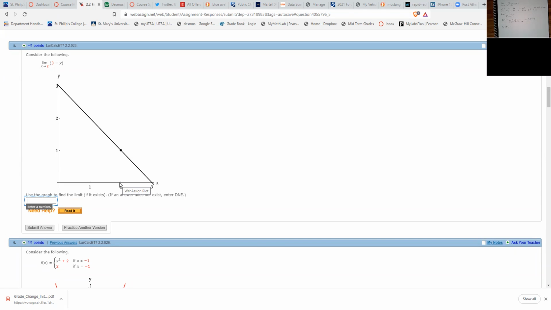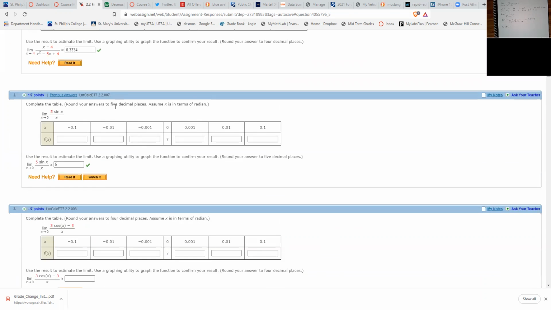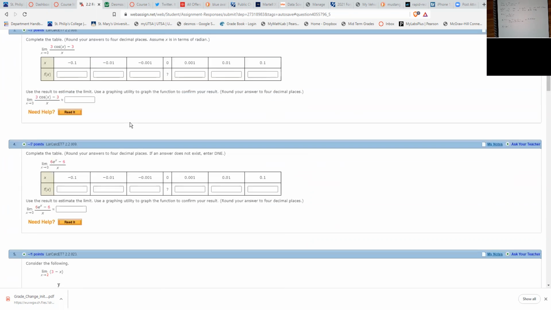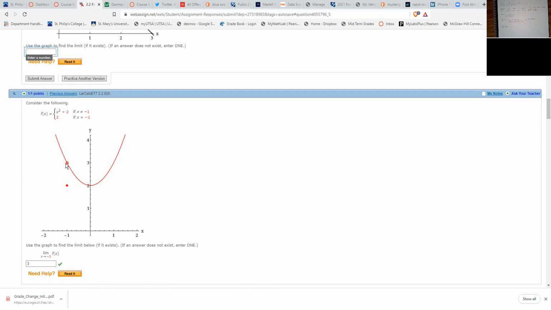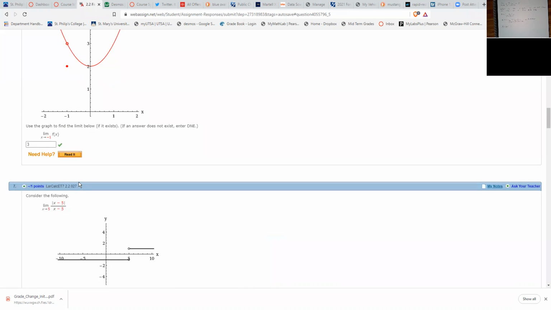So you have two ways so far to solve these. You have a computational approach by plugging in numbers, and then you have a graphical approach by just looking at the picture. There are two different ways so far. Does that make sense? Yes.